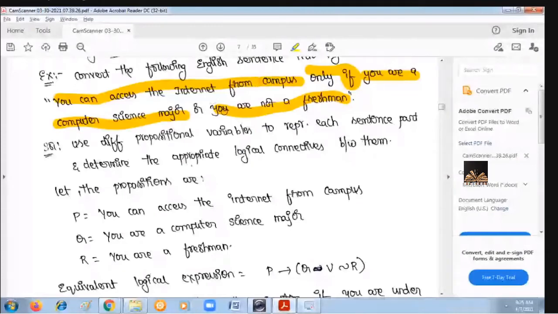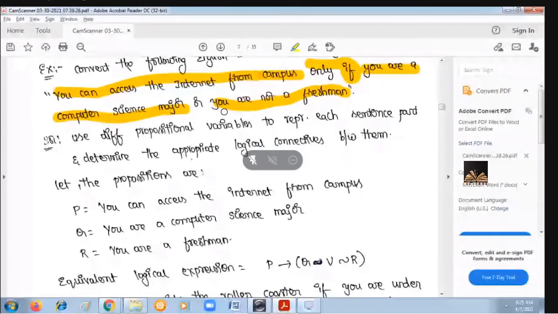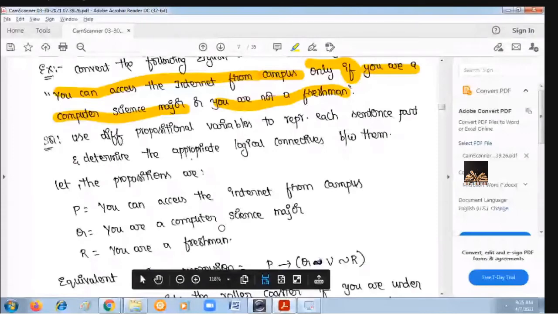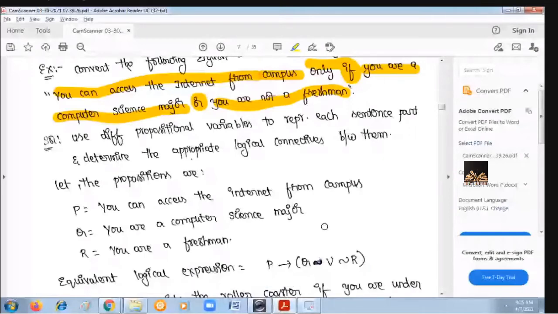If then means what? It comes under conditional statement. So the first statement is P. I have equated the first statement to a variable P. Here, any one of these conditions, because you have an or here, so any one of the conditions should be satisfied, right? So the second statement I have equated to a variable Q.